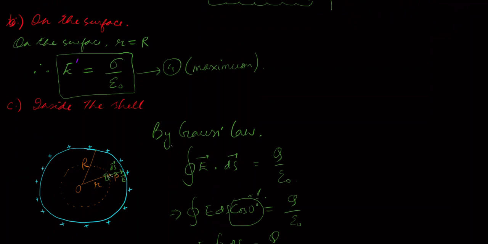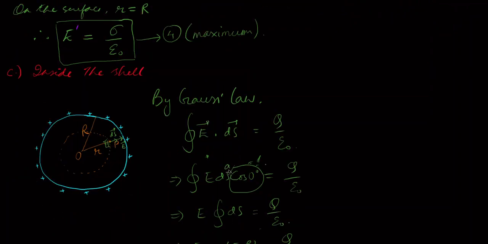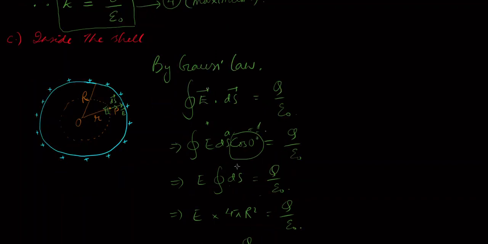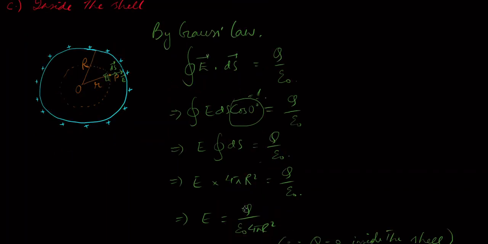Inside of the shell, we consider a point P inside, and we draw the Gaussian surface inside of the shell. Again, we apply the Gauss law, E dot dS. We take a small area out here, the direction is dS, and we assume that the electric field is also in that direction. We don't know, we just assume. Here again the value of the angle theta is 0, so I'm getting 1 out there. So E I'm taking out, the integral of dS is 4 pi r square. Oh, sorry, this is not capital R, this is small r.